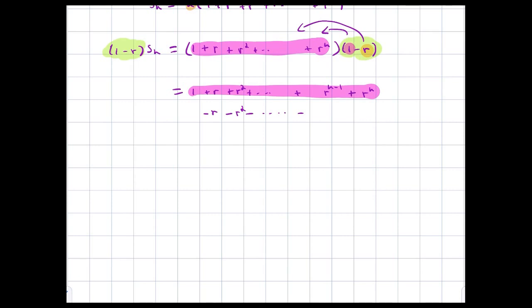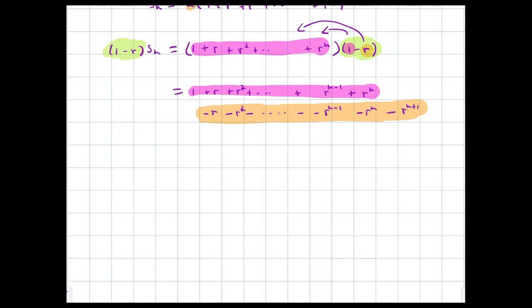So it hits the r to the n minus 2, rather, and gives me a negative r to the n minus 1. Then it hits the negative r to the n minus 1. It gives me a negative r to the n. And the last thing it does is it hits the r to the power of n and gives me a negative r to the n plus 1. That is what goes on when I multiply through, when I distribute that negative r through that entire sum.